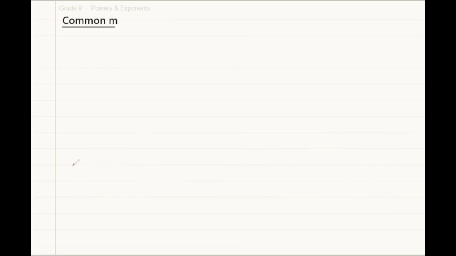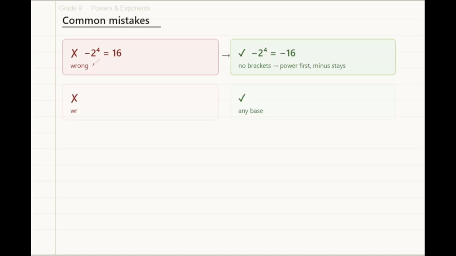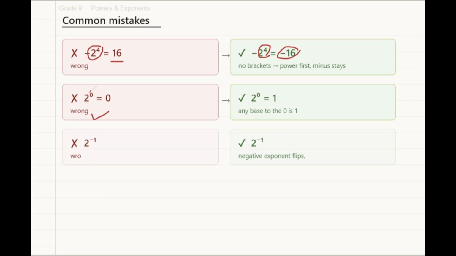Now let us see some of the pitfalls related to powers. The first one is negative 2 to the power 4 equal to 16. This is a very common mistake to make because here there is no bracket. So you first do the power and then apply the negative sign. The negative sign stays as is, because you just do the power calculation and then apply the negative sign. The next very common mistake is 2 to the power 0 is 0. As we have seen from the pattern section, anything raised to the power 0 is always equal to 1, where a is not 0.